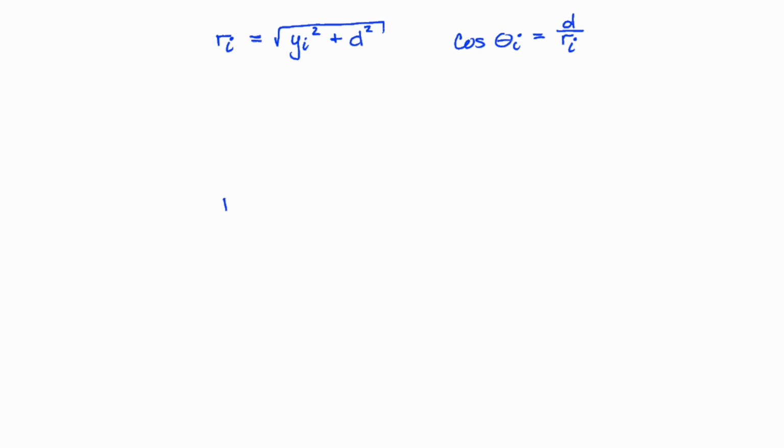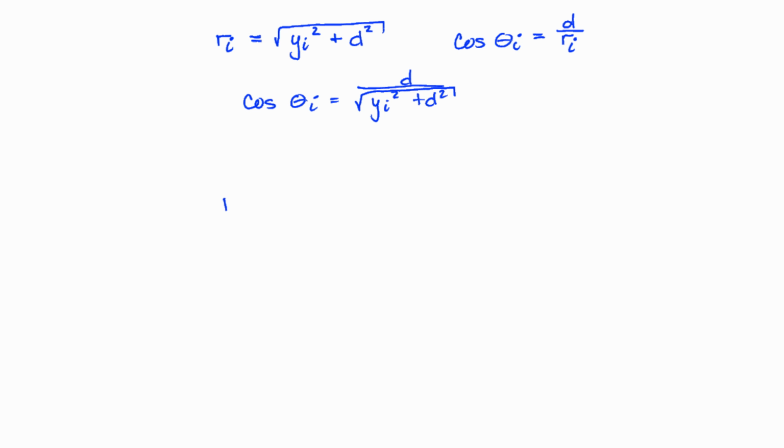Now if I plug in for r sub i that I just figured out, I can rewrite this as cosine theta sub i is equal to D over the square root of y sub i squared plus D squared. So since my point P is not moving, D is basically a constant. Y sub i is just the distance from the x-axis to whatever segment you're looking at.